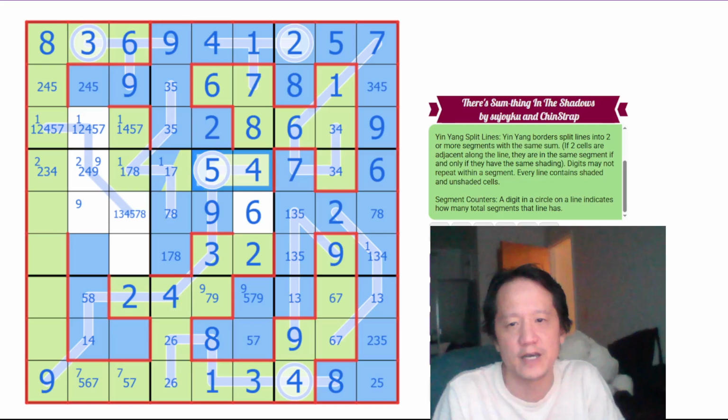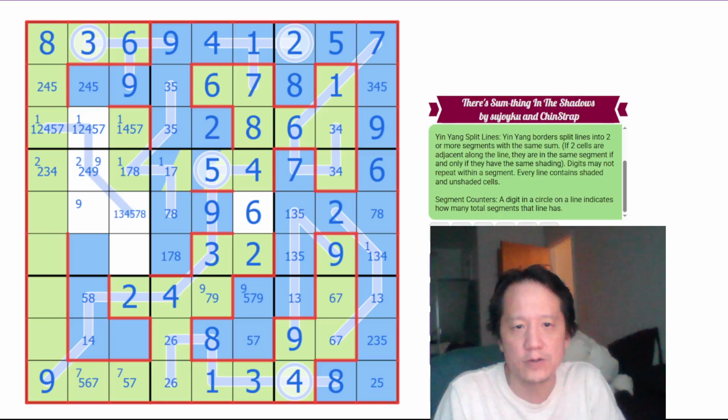So these must add up together. So this must be the boundary here, which means this is green. We don't know if this is green or if it's blue right now. This is blue. This has to be a boundary here.